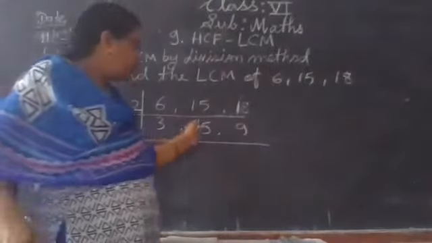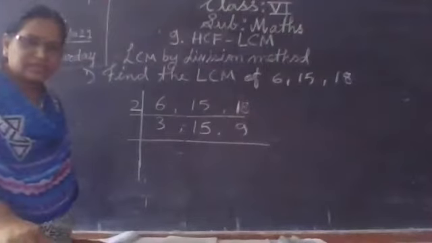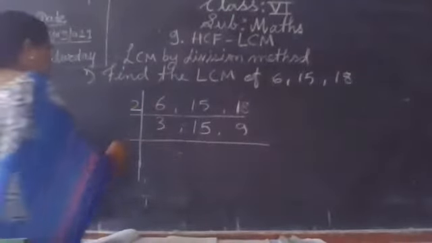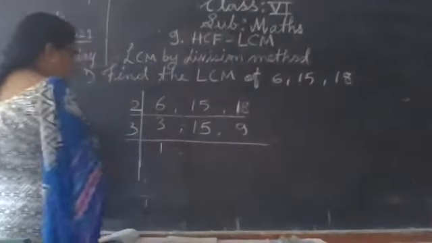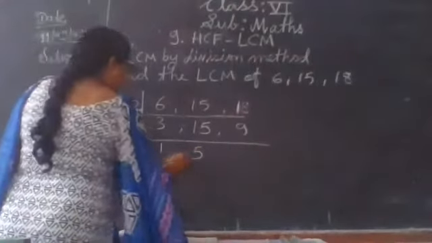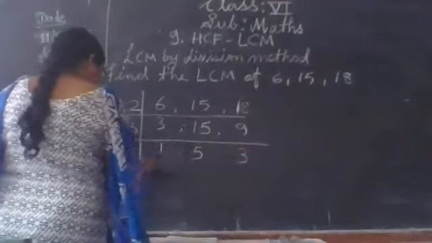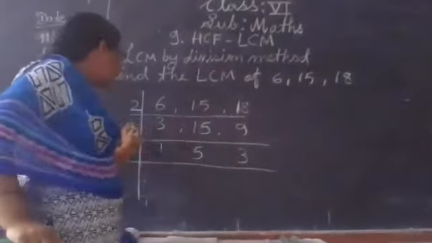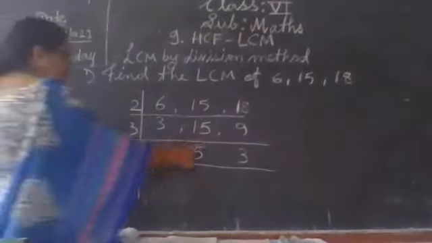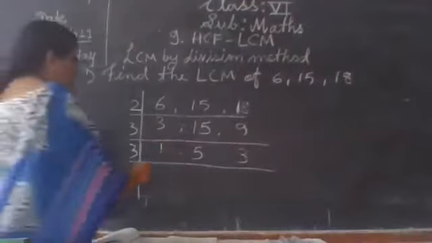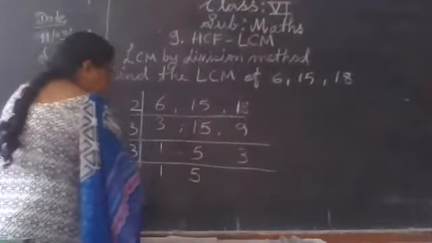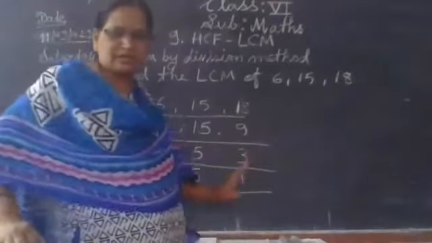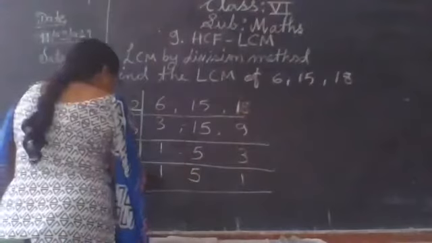Now see beta, 3, 15 and 9 are all odd numbers. They cannot be divided further by 2. So what is the next prime after 2? Yes, it is 3. So 3 divided by 3 is 1. 15 divided by 3 is 5. 9 divided by 3 is 3. Again, we will take 3 because it has 3. So write down 5 as it is, and 3 ones are 3. Now the remainders are 1, 5 and 1. So we will take the next prime number after 3, which is 5.